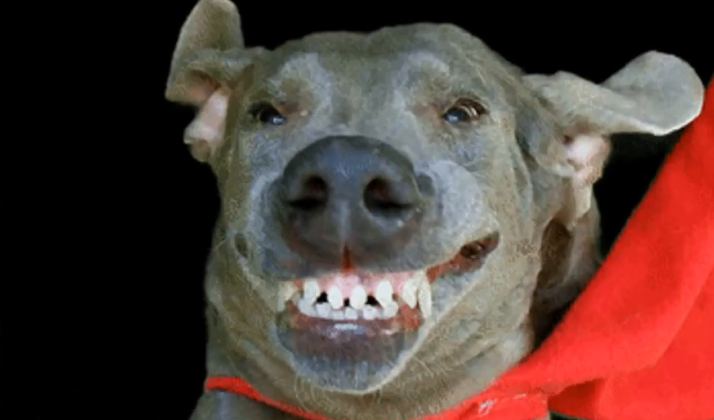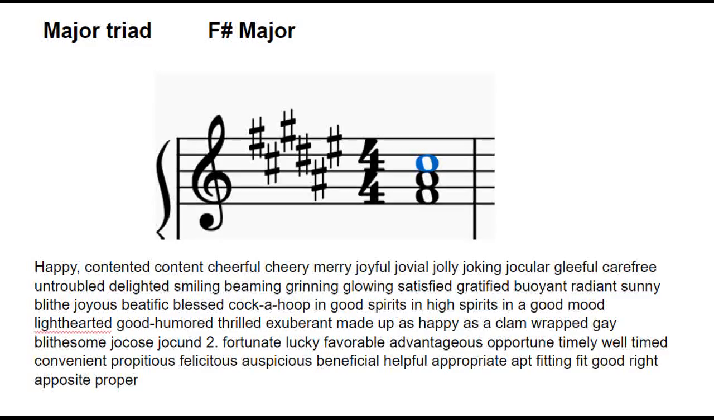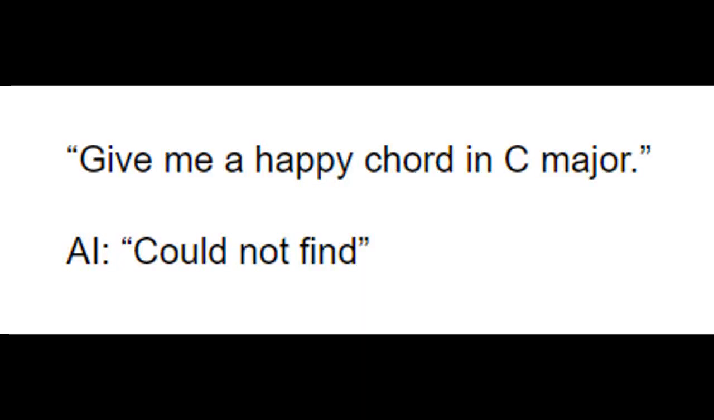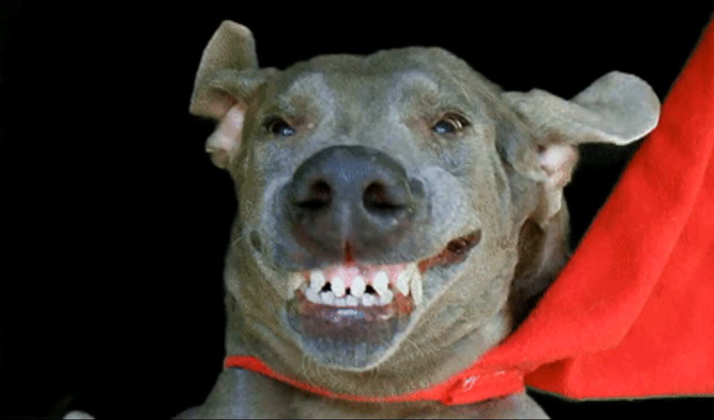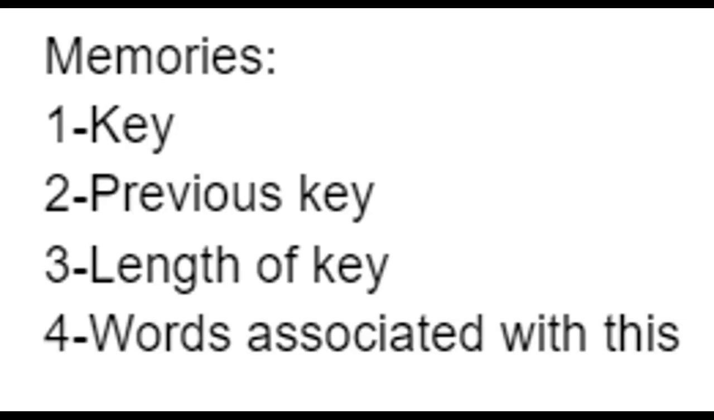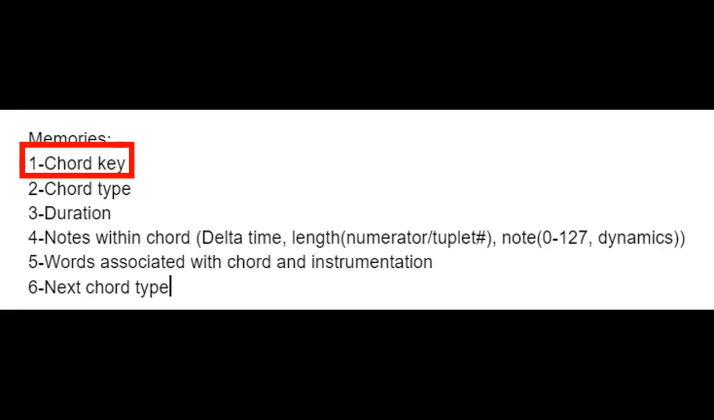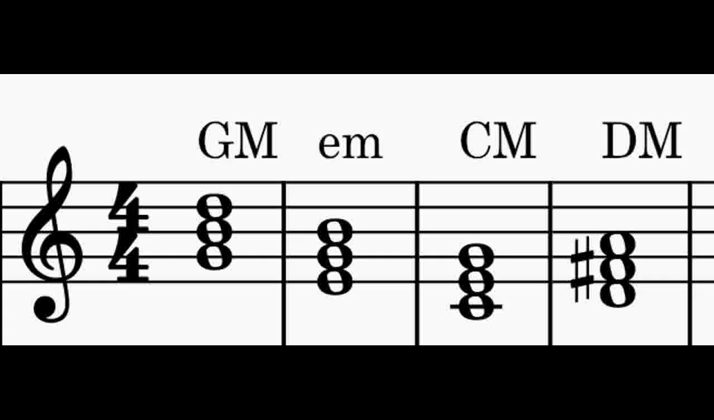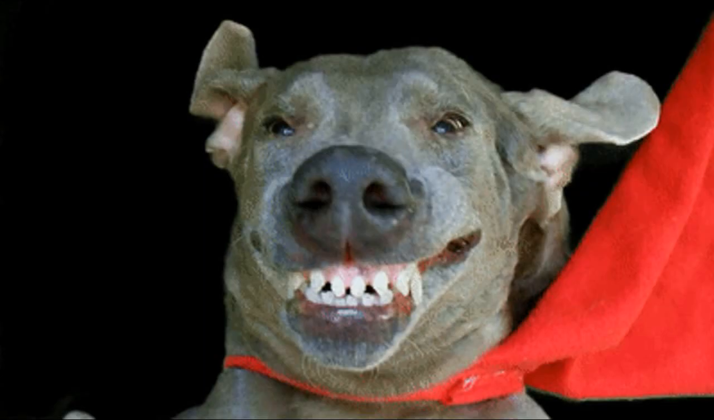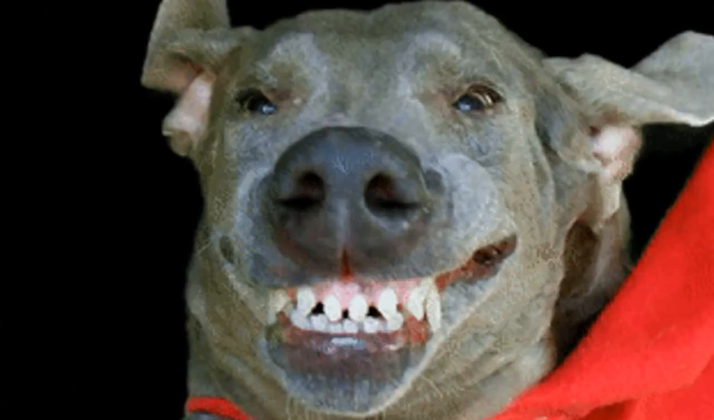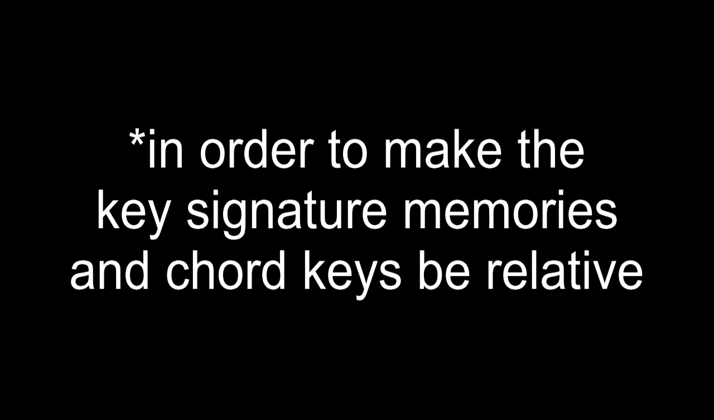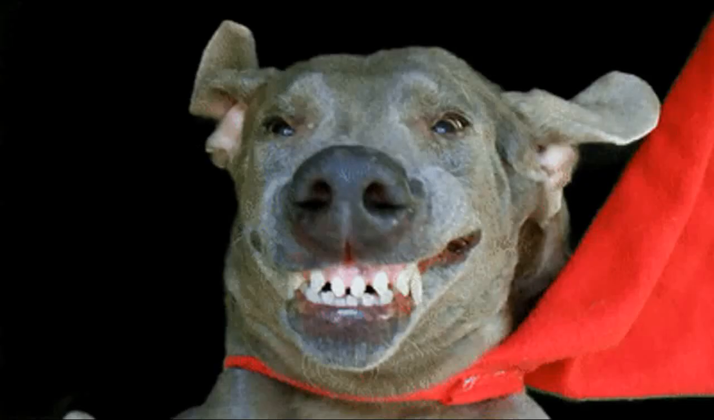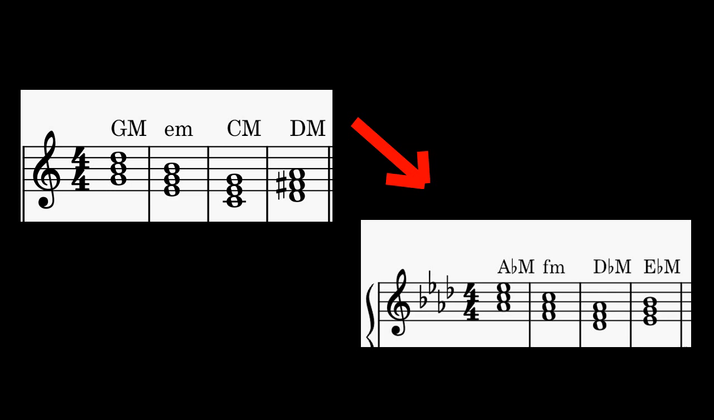But you might ask, why include the key? If memories are specific to the key, then many of them will become incompatible. Well, that is why I have two different key memories, one for the general song, and one for the specific chords. The one for the general song only includes keys when the actual key signature changes. The chord key changes when the chords change. Also, all songs the AI learns will be in one key throughout the whole song in order to make the key signature memories and chord keys relative. This makes it so the chords can change keys relative to the actual key signature.